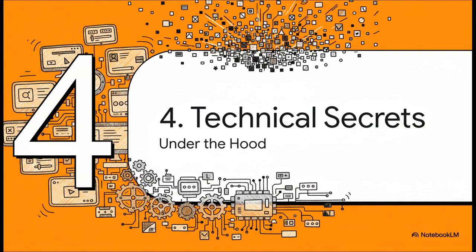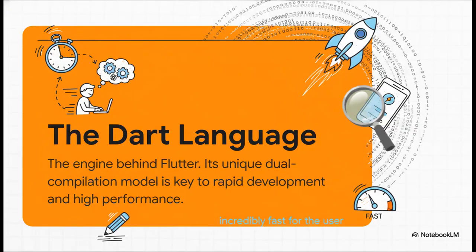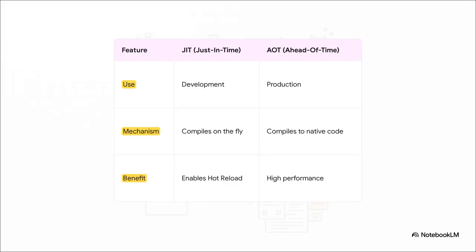Okay, but an idea that big needs some serious engineering firepower to back it up, right? You can't just draw everything yourself and hope it's fast. And this is where we get into Flutter's secret sauce. The choice of the Dart programming language was so deliberate. It was the key to doing two things that sound like they should be impossible at the same time: making development crazy fast for the programmer while making the final app lightning fast for the user. Here's the magic trick. While a developer is actually writing code, Dart uses something called a just-in-time, or JIT compiler. It compiles code on the fly, as you go, and that is what unlocks Flutter's most legendary feature.